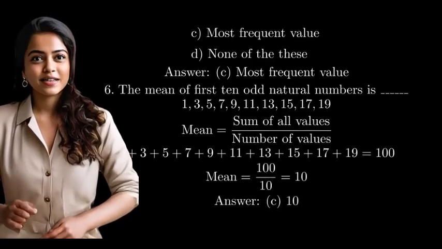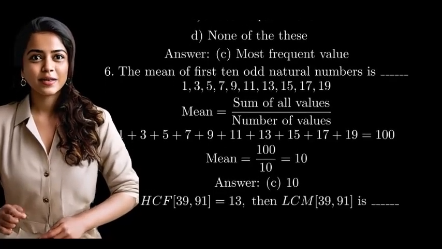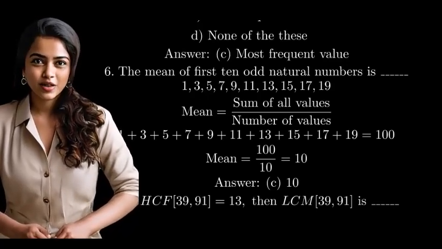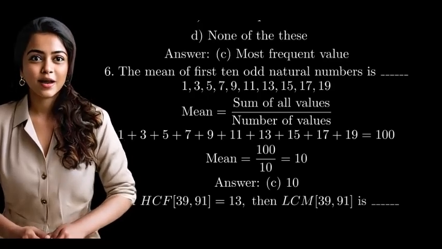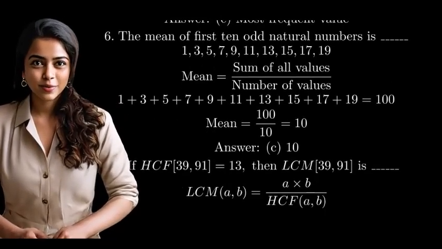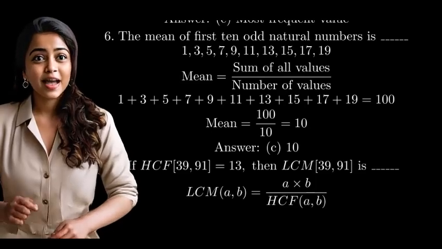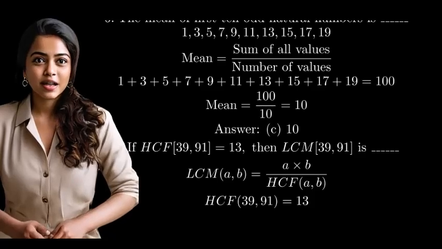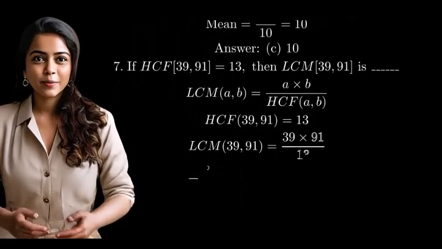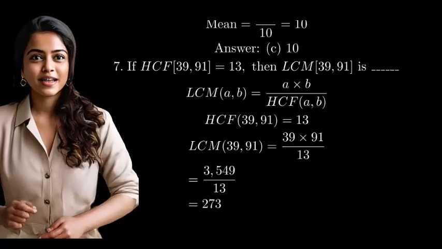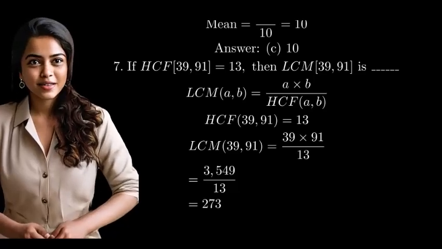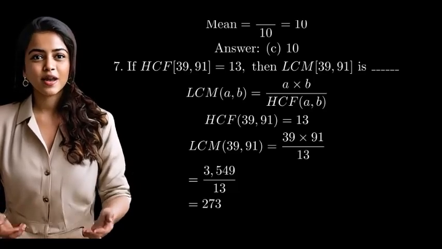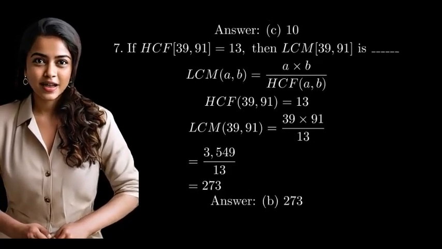Question 7 asks, if the highest common factor of 39 and 91 is 13, then the least common multiple of 39 and 91 is what? For this problem, we can use the formula: LCM of A and B equals A times B divided by their HCF. Given that HCF(39, 91) equals 13, we substitute these values into our formula. LCM(39, 91) equals 39 times 91 divided by 13 is equal to 3,549 divided by 13 is equal to 273. Therefore, the answer is B, 273.